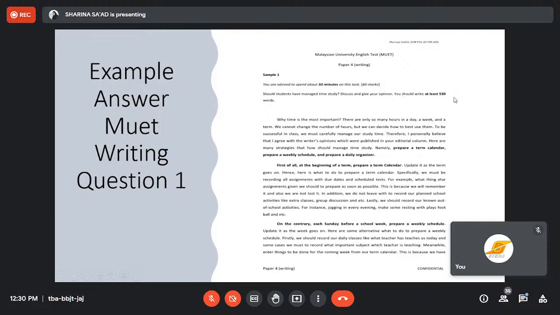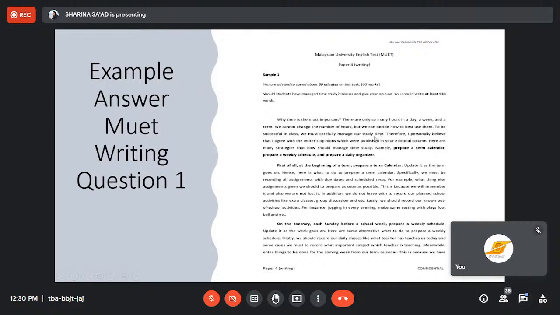Okay. Tengok, last time you have to write 530. Now you only have to write 250 words. Okay. So basically sama juga. You have the introduction part. Okay. Kat sini, this is the hook. Why time is the most important. There are only so many hours in a day, a week, and a term. We can't change the number of hours, but we can decide how to best use them. This is the hook.